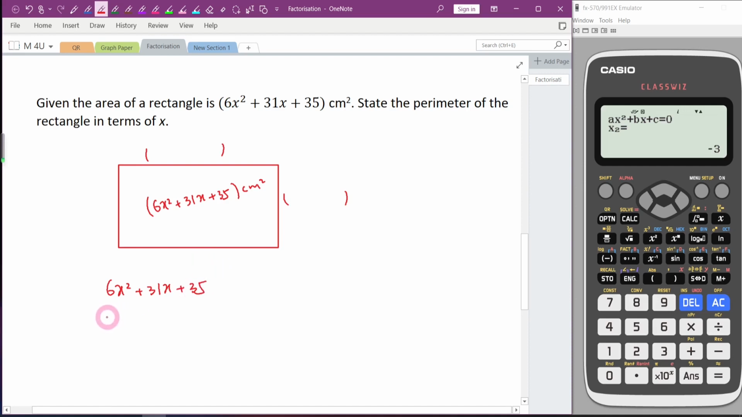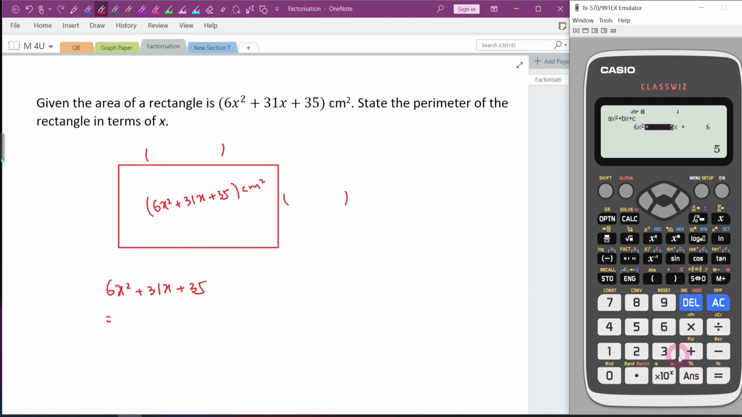Since the numbers are quite big, I'm going to use our calculator. Before keying into our calculator, make sure the coefficient of x squared is positive, and if there are any common factors, we need to factorize them out first. We don't have any common factors here, so we can directly key this into our calculator.